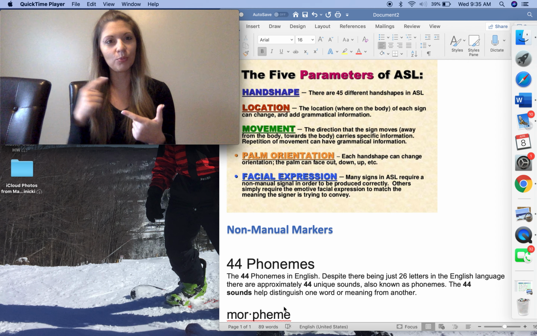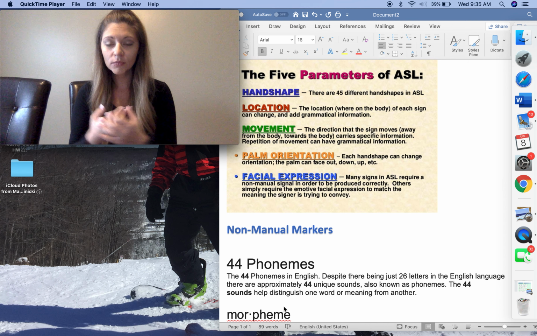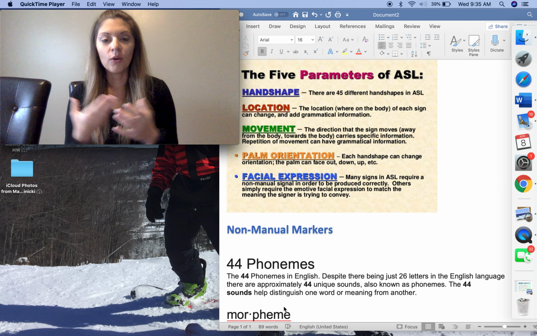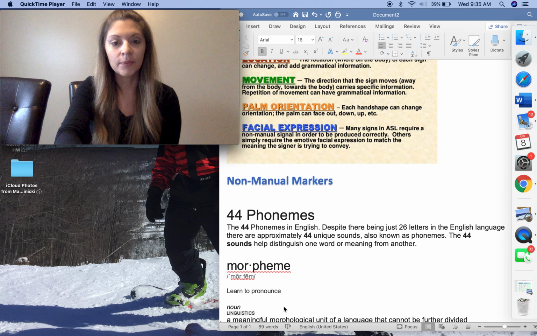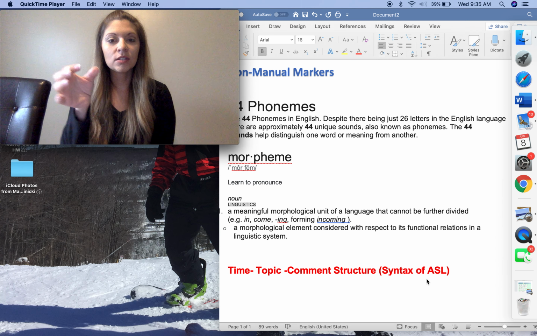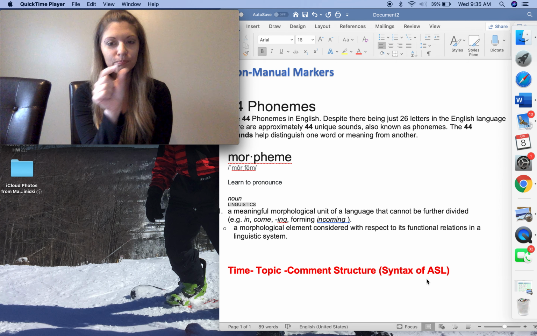So think about every single sign that you see. Oh, what was that hand shape? What was the location, the movement, the palm orientation, and the non-manual markers? So we have these 5 phonemes / morphemes. Morphemes, let's go up to that, are the smallest units of language that hold meaning. So they're a little more chunked.